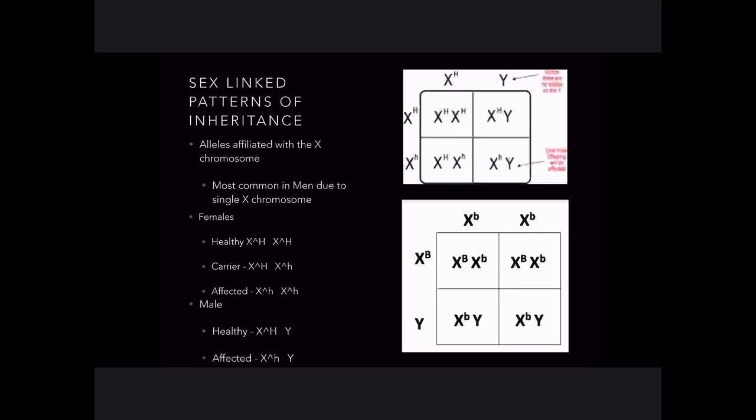Now, if we look at the one on the bottom, we see that there is a healthy male having offspring with an affected female. And we see that 50% of the offspring will be affected by the disease, and if the child is a boy, then they will definitely have the disease, and if the child is a female, then she will be a carrier of the disease.